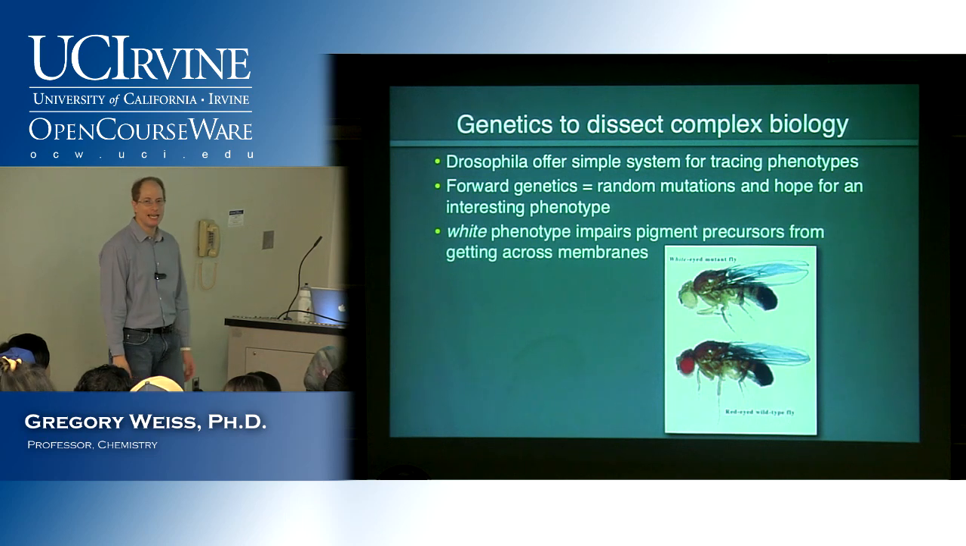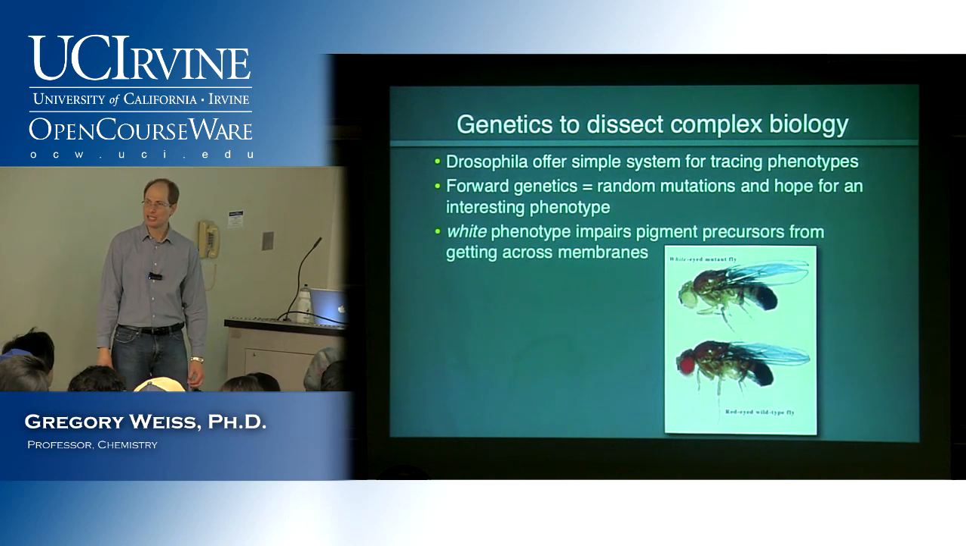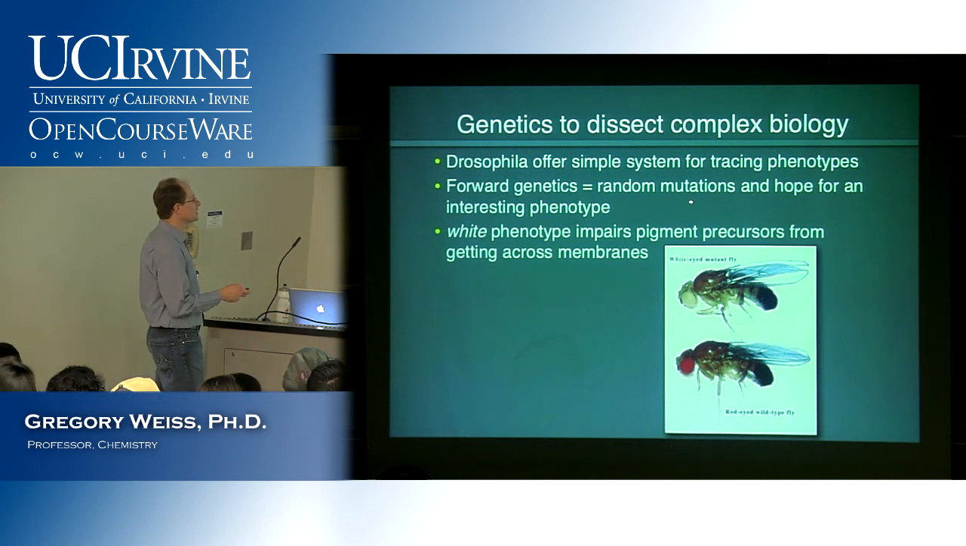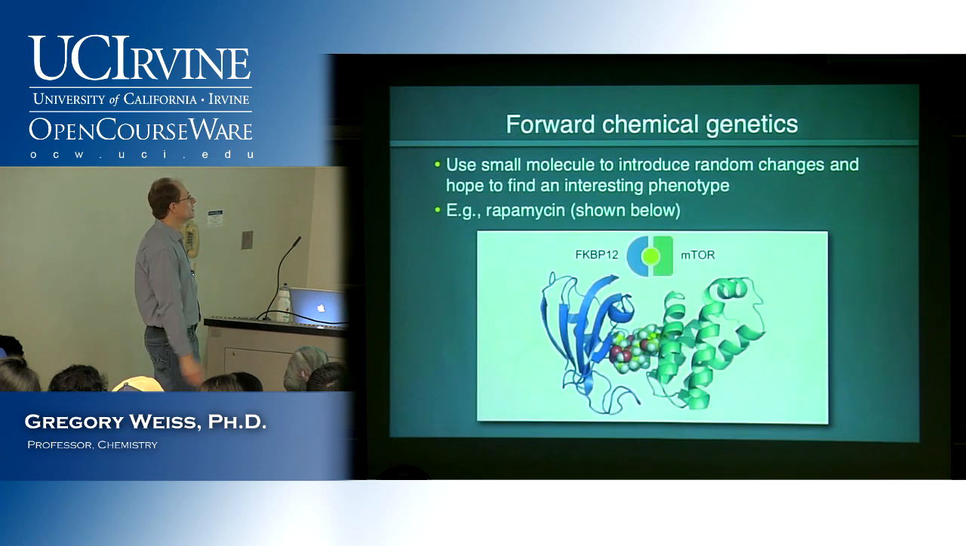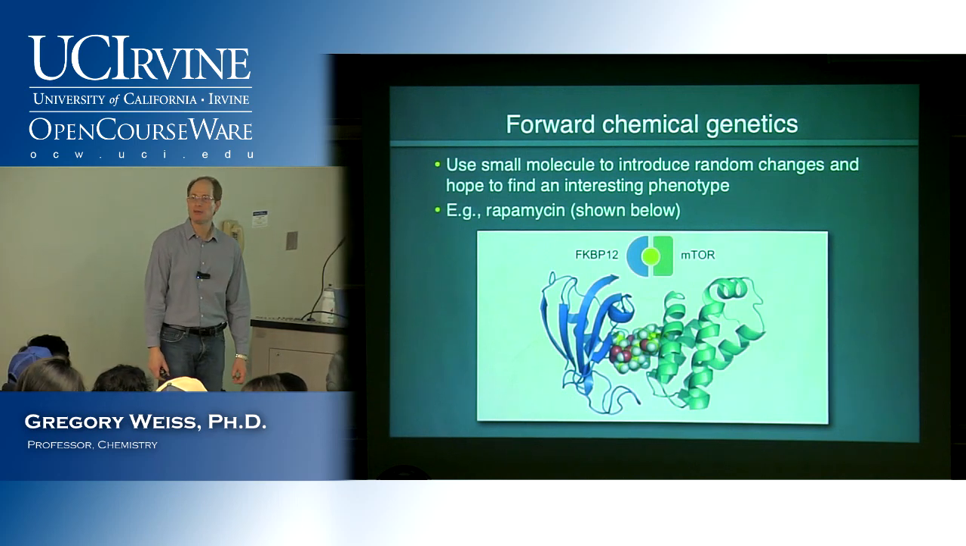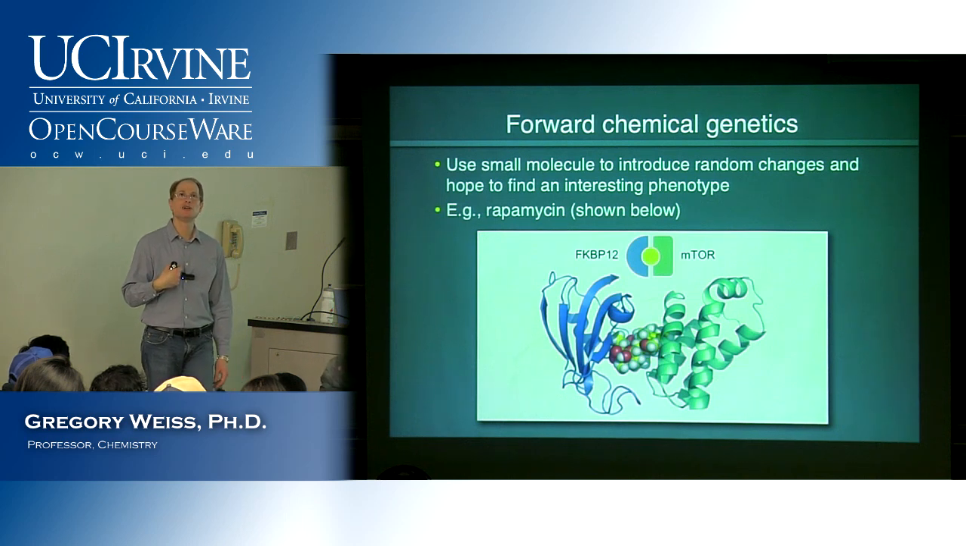Before I get to reverse, any questions about forward genetics? Okay, so forward genetics: random mutations, hope for an interesting phenotype. This is a strategy that's worked well for over 100 years. Biologists have been doing this for a really long time. Chemists have, in the last couple of decades, applied actually, no, I would say this has been going on for a much longer time than that. Let's say at least 5 decades, maybe even longer.